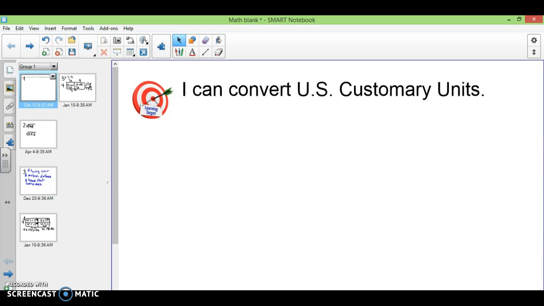customary units. So as I record this, I'm eating my favorite snack, which is yogurt. So I want you to share what is your favorite snack when you come to group.